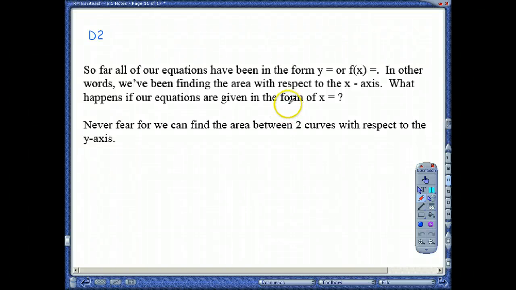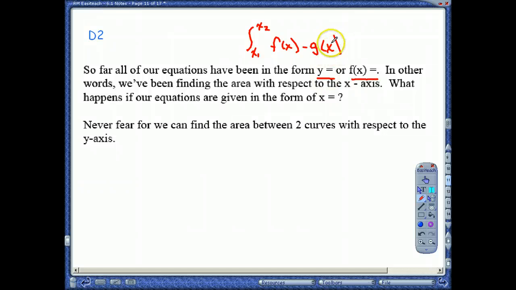To 6.1, with respect to y. So far all of our equations have been in the nice pretty y equals or f of x equals. In other words, we've been finding the area with respect to the x-axis. When I'm looking at that, this has been the x value, f of x, g of x, okay?